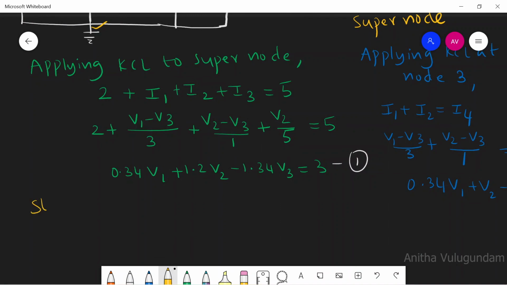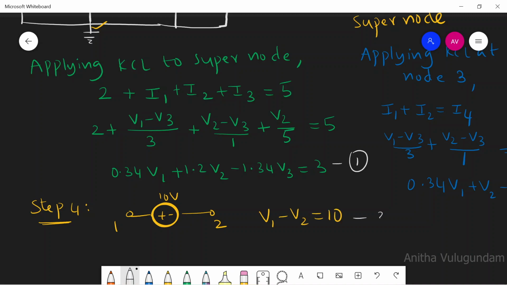Next step is to write the net voltages in voltage sources. Step 4. In the circuit we have a 10 volt voltage source between node 1 and node 2. The net voltage can be written as V1 minus V2 equal to 10. Let this be equation 3. The node at the positive terminal is greater than the other node voltage, so we have a positive sign here. So V1 is greater than V2. V1 minus V2 equal to 10.